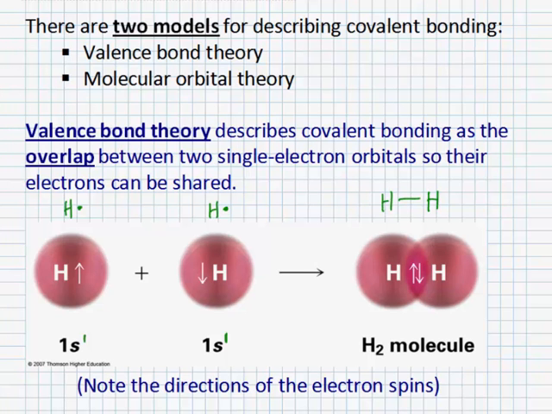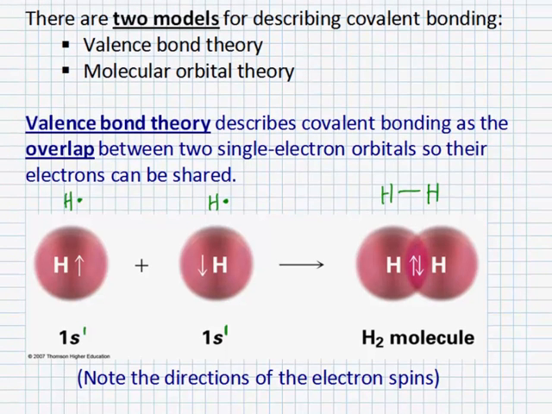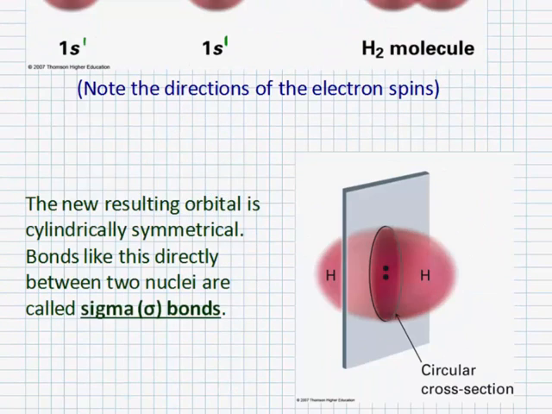Now, look at the directions of these electron spins. In order for those orbitals to overlap and for those two electrons to coexist within this space, they need to have opposite spins. So a hydrogen with a spin-up electron will be able to combine with a hydrogen with a spin-down electron in order to form this covalent bond between them. So what we get as a result of this is actually a new orbital that exists between those two atoms. So here's a picture of that new orbital.